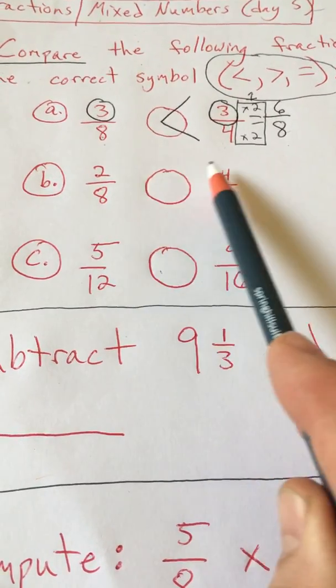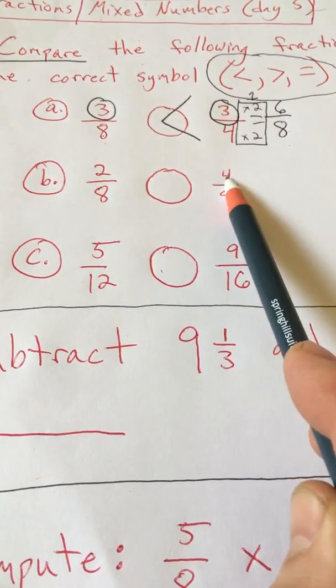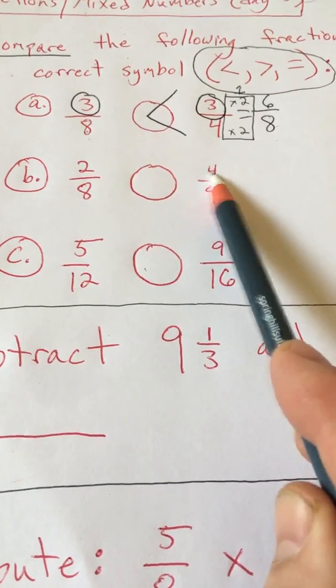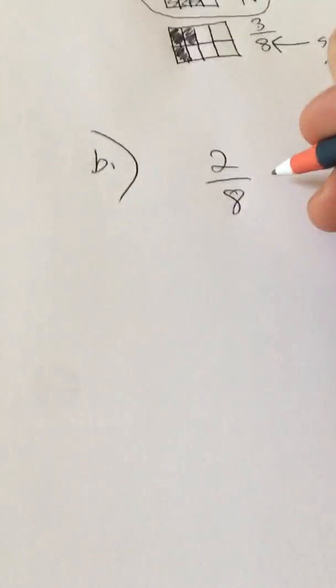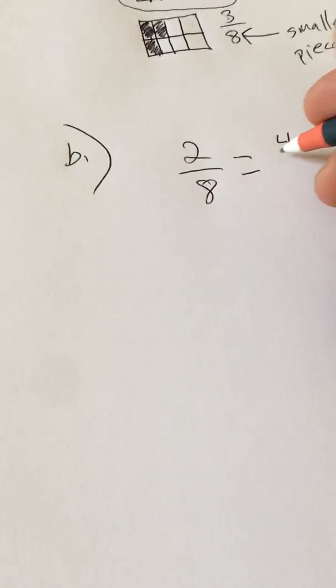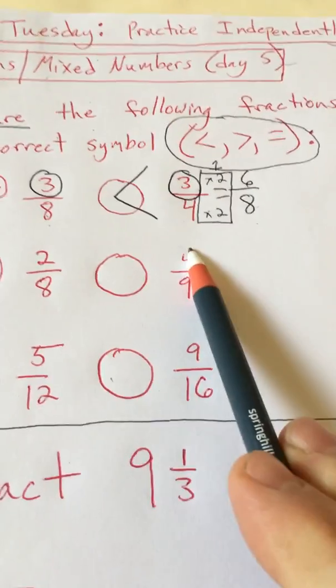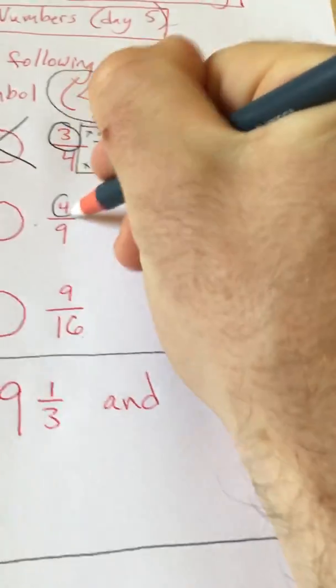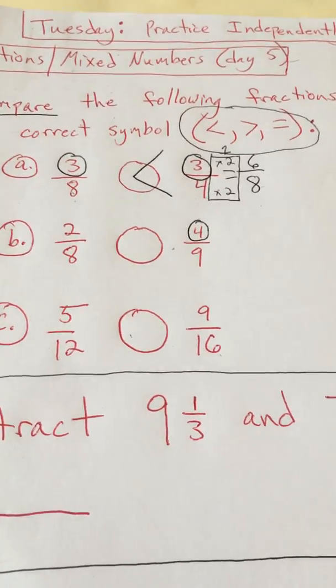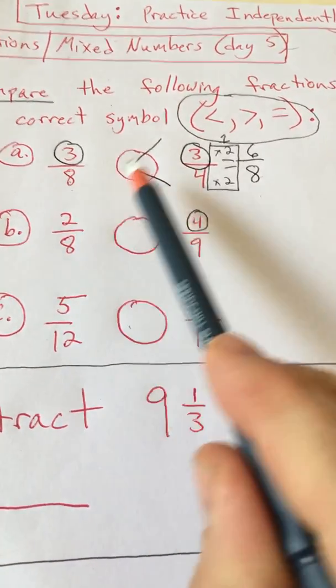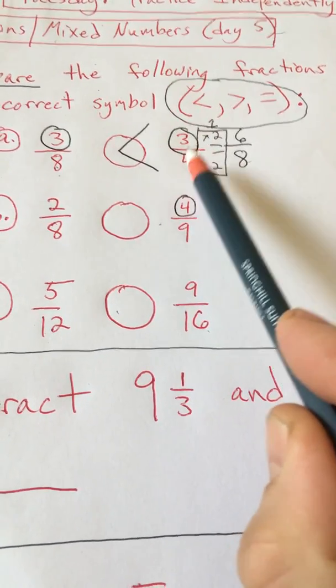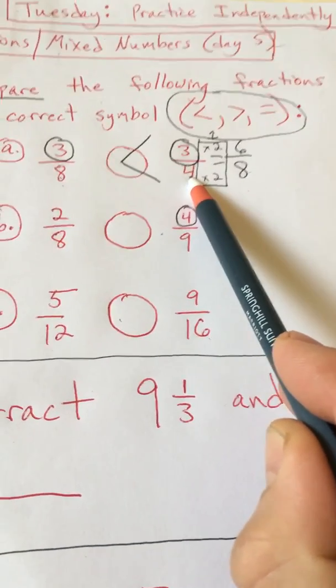So notice that, again, the numerators this time would be easier to change. So we have 2/8 or 4/9. So we're going to change 2/8 into a numerator with a 4. That way they both have a numerator of 4. And then we can do the same thing we did here. Look at the size of the denominator, and the smaller the denominator, the bigger the pieces are.